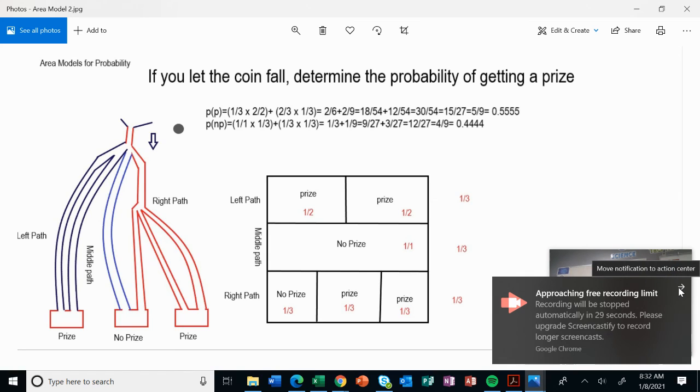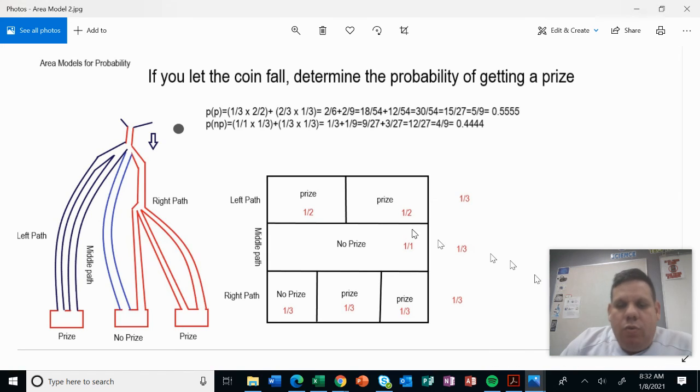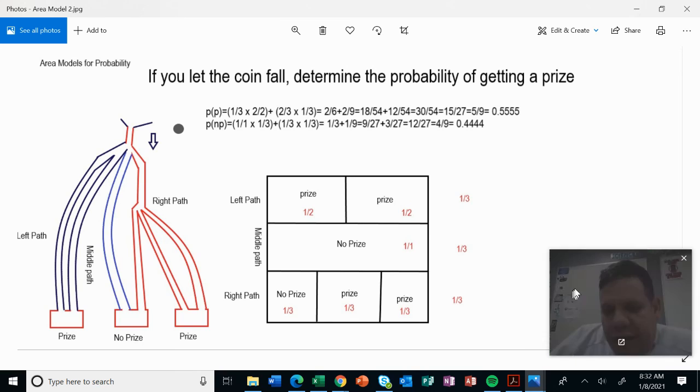Okay, so what we need to do in this case is multiply the probabilities: 1/3 times 1/2, 1/3 times 1/2, 1/3 times 1 over 1, 1/3 times 1/3, and again 1/3, 1/3. Okay, in the coming video, I will let you know what to do.